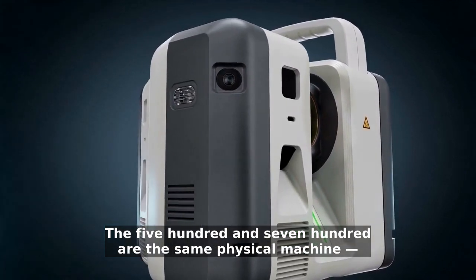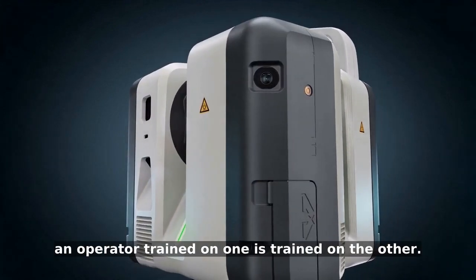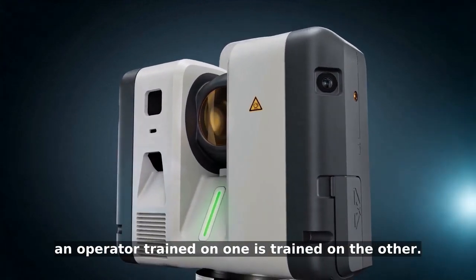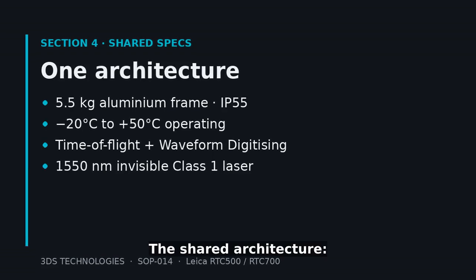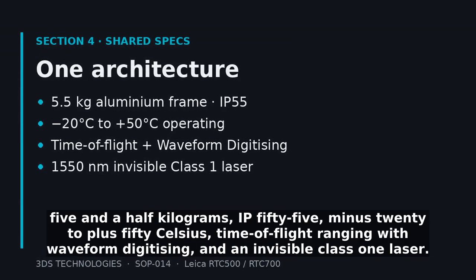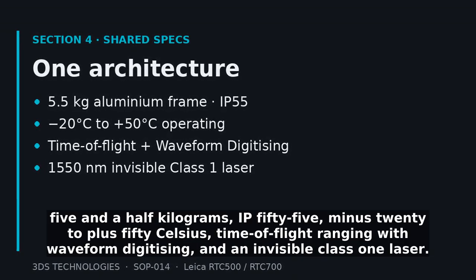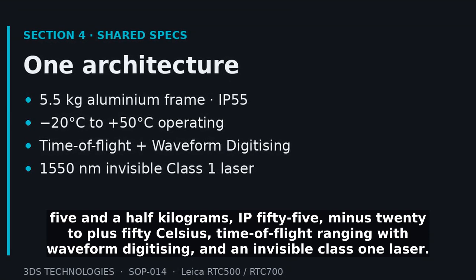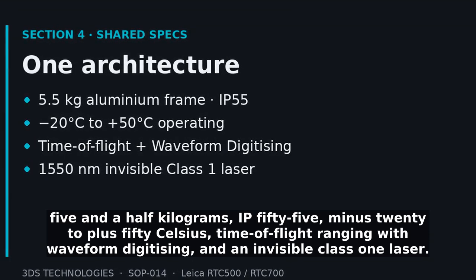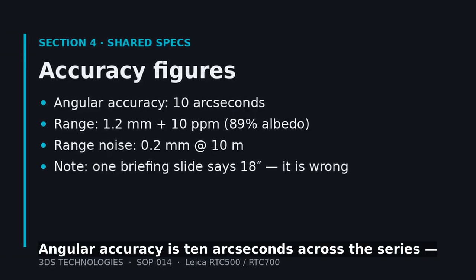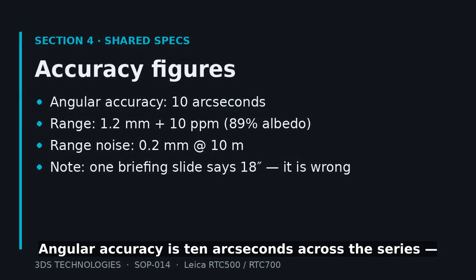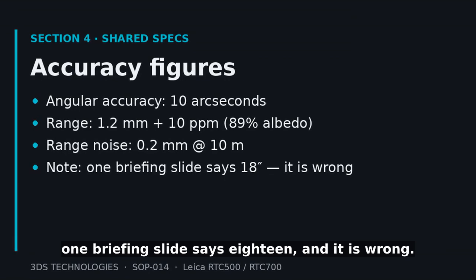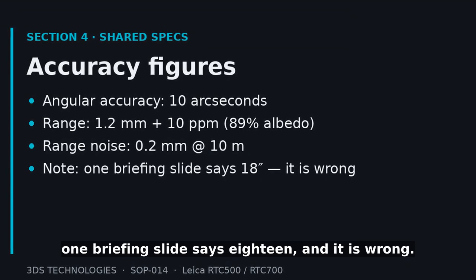The 500 and 700 are the same physical machine. An operator trained on one is trained on the other. The shared architecture: 5.5 kilograms, IP55, -20 to +50 Celsius, time of flight ranging with waveform digitizing, and an invisible Class 1 laser. Angular accuracy is 10 arcseconds across the series. One briefing slide says 18, and it is wrong.